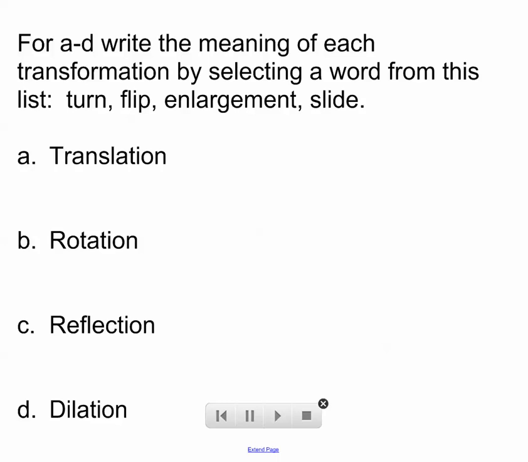This will summarize them a little bit more. For A through D, write the meaning of each transformation by selecting a word from this list: a turn, a flip, an enlargement, or a slide. A translation, I used this word on the previous slide. It's a slide, where you just kind of slide things around. A rotation, that would be a turn. You're just turning an object. A reflection would be like flipping it. And a dilation would be an enlargement.